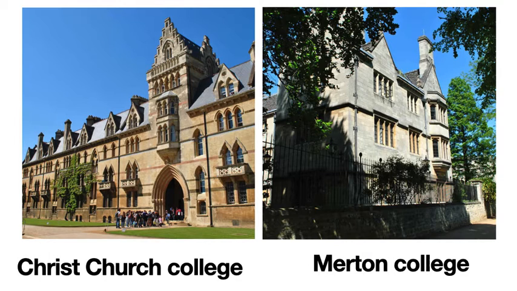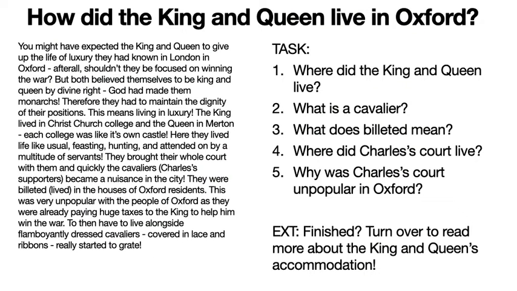Now Christ Church became the centre of the King's Court in Oxford. This is where he lived. Now, given the fact that they just fled from their capital city, London, you might have thought that maybe the king would be not really thinking about luxury and court life, but he'd be focused on winning the war.